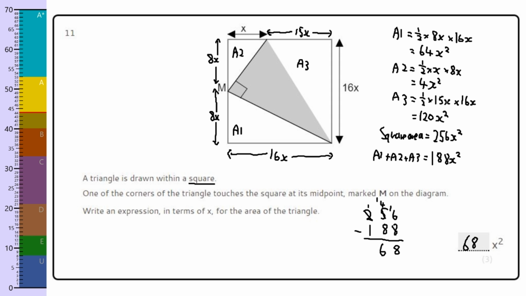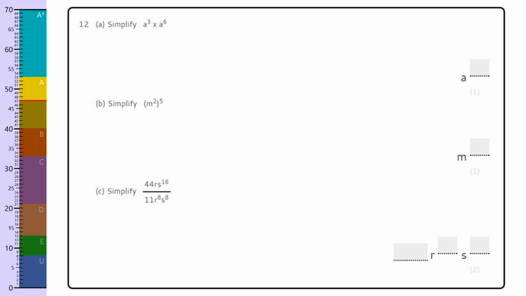I just find that method of doing the complete and then taking away the bits you don't want is really, really easy to do. The working out is clear for the examiner to look at, and give you full marks for, assuming I haven't made any mistakes, which I'm pretty sure I haven't. Okay, let's move on to question 12. So if you'd like to pause the video now and have a go.